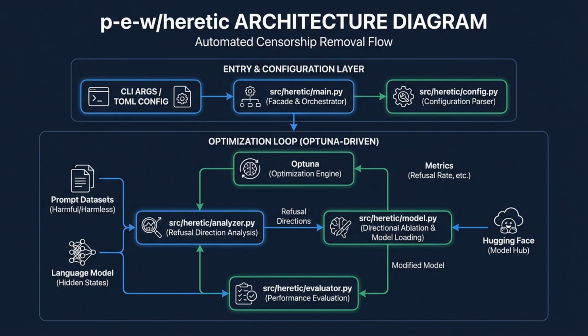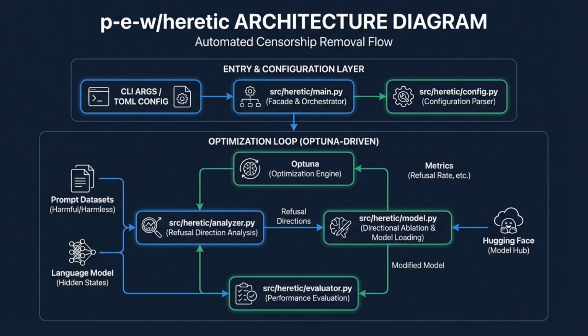The problem Heretic addresses sits at a fascinating intersection of AI safety and capability. Language models undergo safety alignment, a training process that teaches them to refuse requests deemed harmful, unethical, or illegal. While this alignment serves important purposes, it also creates limitations. Researchers studying model internals, developers building specialized applications, or users requiring uncensored responses for legitimate purposes face a dilemma. Removing this alignment manually requires identifying specific neural pathways responsible for refusal behavior, computing refusal direction vectors across model layers, and carefully ablating these directions without destroying the model's intelligence.